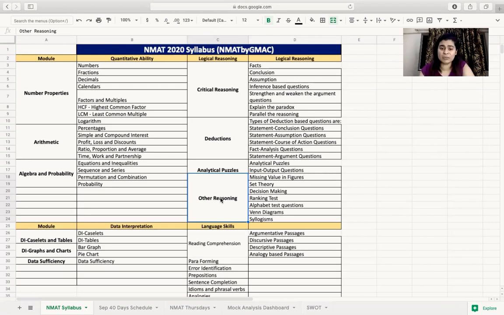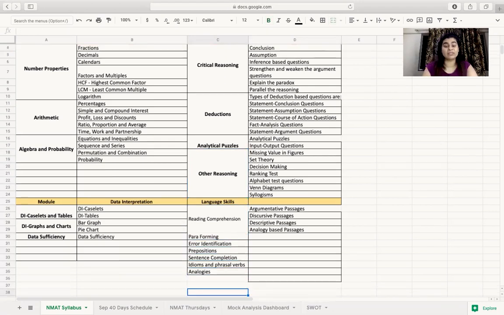The last section we have is the language skills, which is nothing but your verbal. There we have reading comprehension. Now, they have put reading comprehension into 4 types: argumentative, discursive, descriptive, and analogy based. These are the types of questions which will come in that passage based section. Then comes our paraforming.